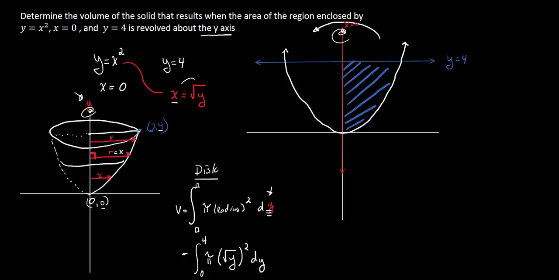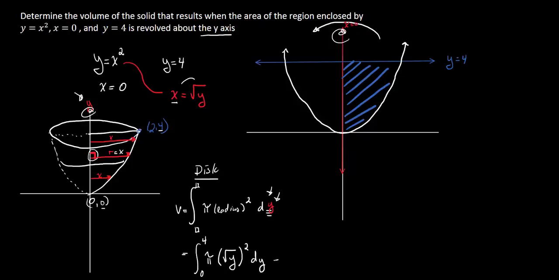So again, let me articulate what I was thinking. My axis of revolution is the y-axis. I define my radius perpendicular to my axis of revolution. It must be defined perpendicular to the axis of revolution. And since I am rotating about the y-axis, a vertical line, I'm going to integrate with respect to y.